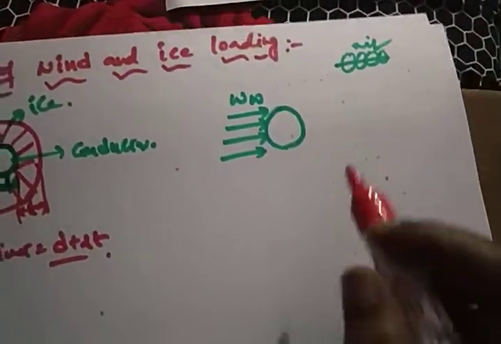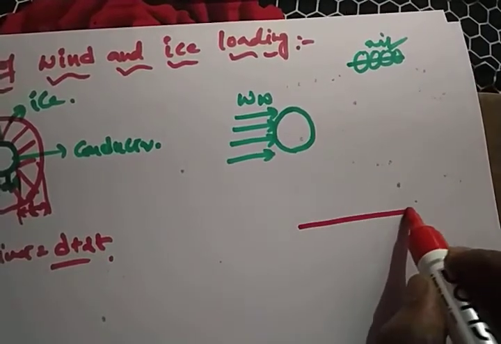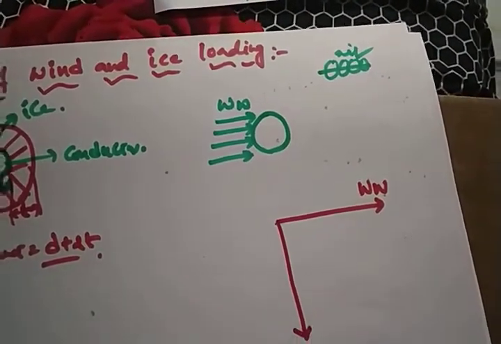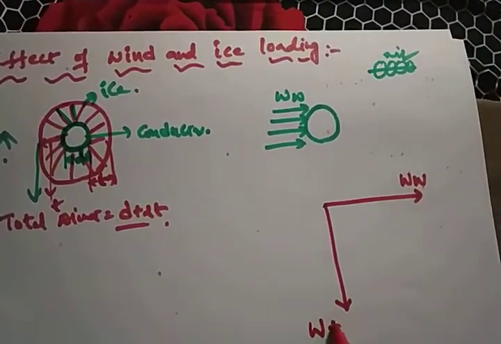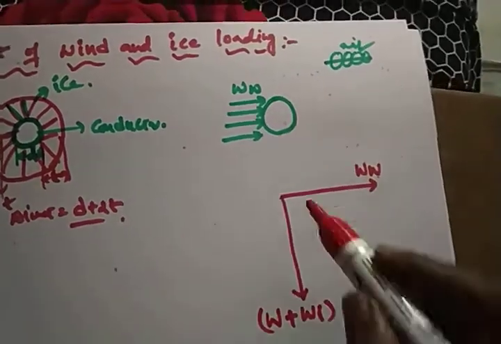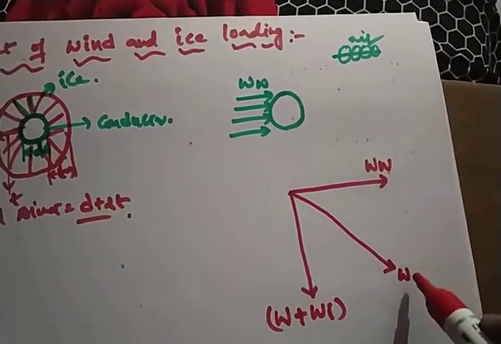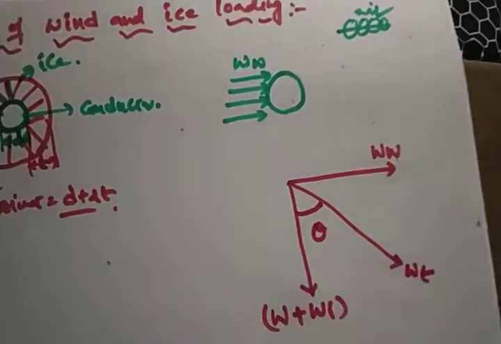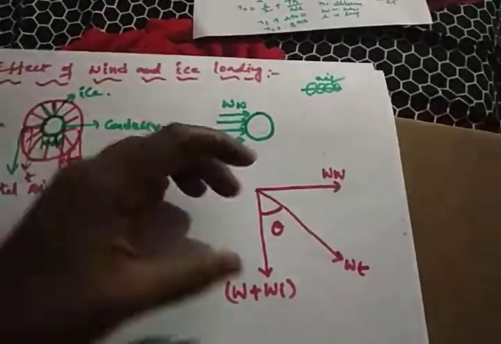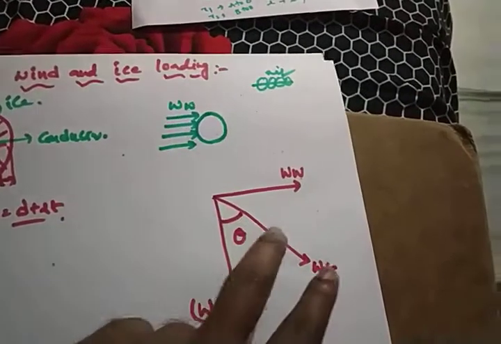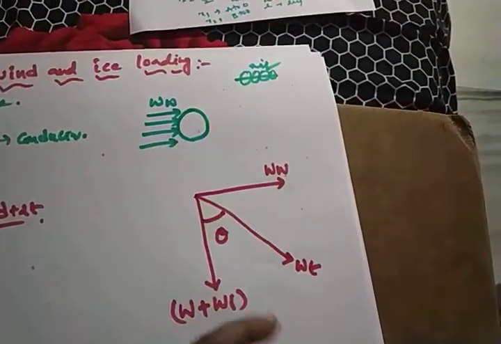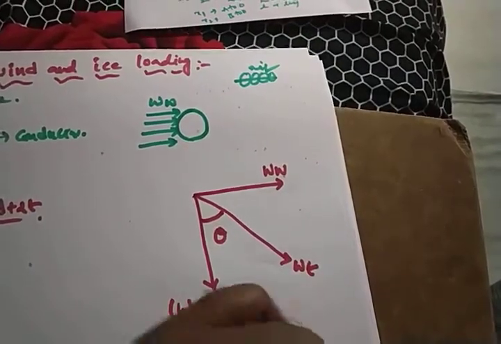Now if you draw the diagram itself, you will see. So this is the direction for wind weight, right? After that, this is the direction when ice is present in the system: the weight of the conductor plus the weight of the ice. Now we'll see the resultant. This is the actual weight of the transmission system, the total weight, at some angle theta. This is the weight due to ice loading and this is the weight due to air present in the system, the wind force. So the resultant, the net weight, we can call WT.